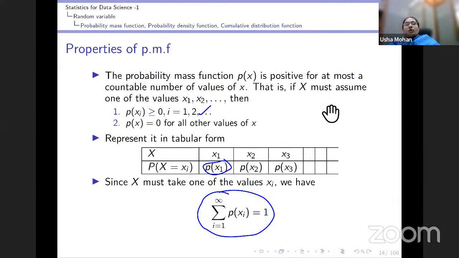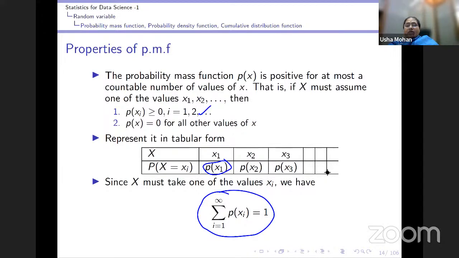One of the questions you might have seen in your assignments is to verify whether a given function is a probability mass function. When you get such questions, the two things you need to verify are whether each value is greater than or equal to 0, and whether they collectively, or exhaustively, add up to 1.